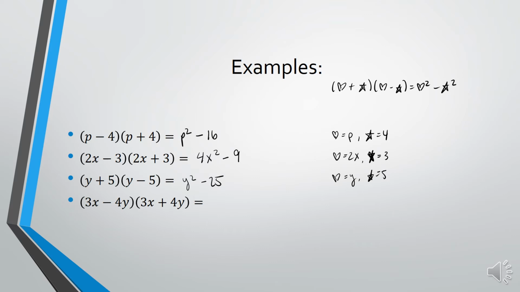Now before I do the last one, I would encourage you to go ahead and pause and try to do it on your own and then compare my answer. In this last one, it looks like my heart is 3x, my star is 4y. So when I multiply those out, I'll get heart squared, which is 9x squared. Don't forget to square your coefficient as well as your variable, minus my star squared, which is 16y squared.